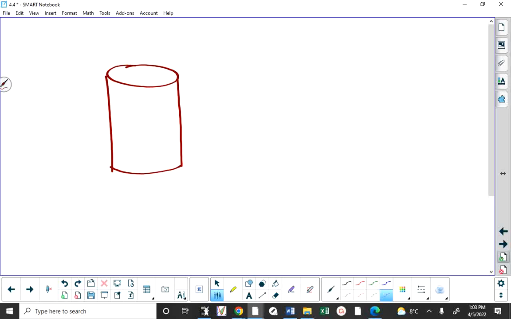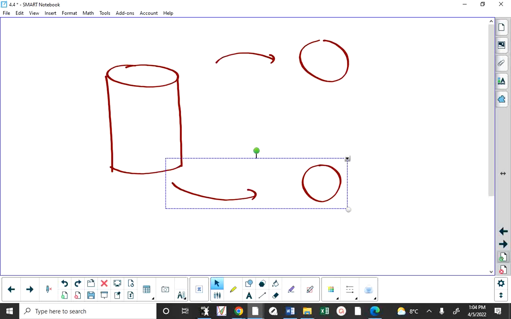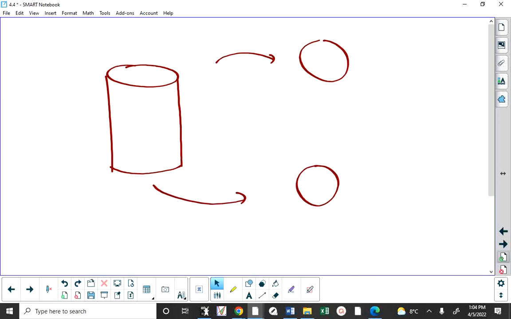If you have a can, and you cut off the top of the can, then it's going to be a circle. And if you cut off the bottom of the can, it's going to be a circle. So you remove the lid and the bottom, and you have 2 circles. Well, the area of each of these is pi r squared. So we know how we could find the area of the lid and the bottom of the can.